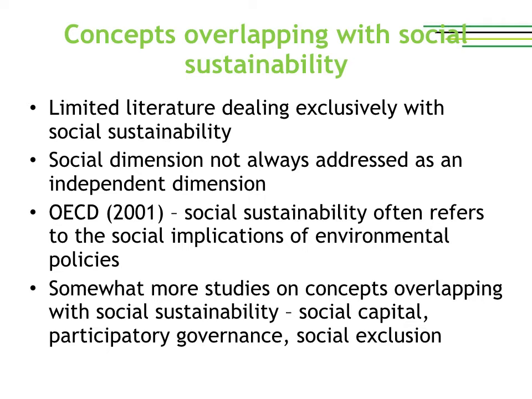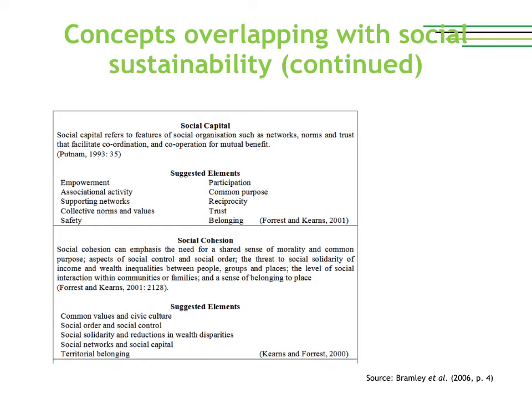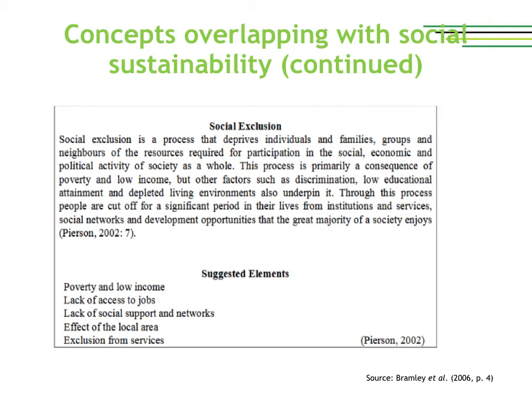Somewhat more studies exist on concepts overlapping with social sustainability, including social capital, participatory governance, and social exclusion. Please see slide 16 as well as the following slides. What are the elements that form social capital and social cohesion, and what's the connection with social sustainability? On slide 17, you have the same structure with suggested elements for social exclusion.